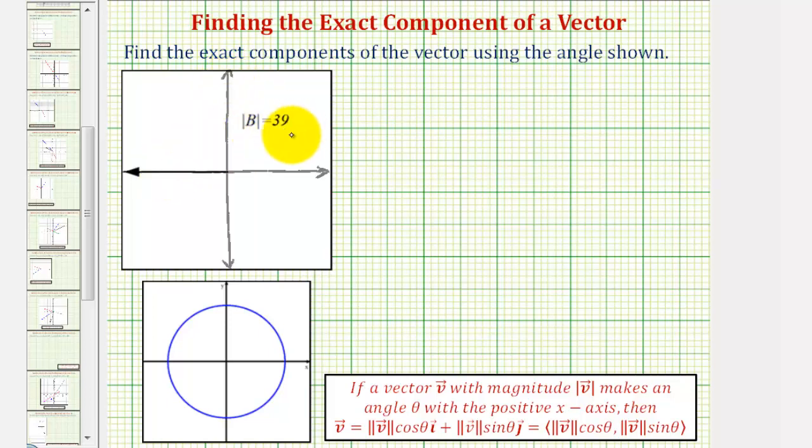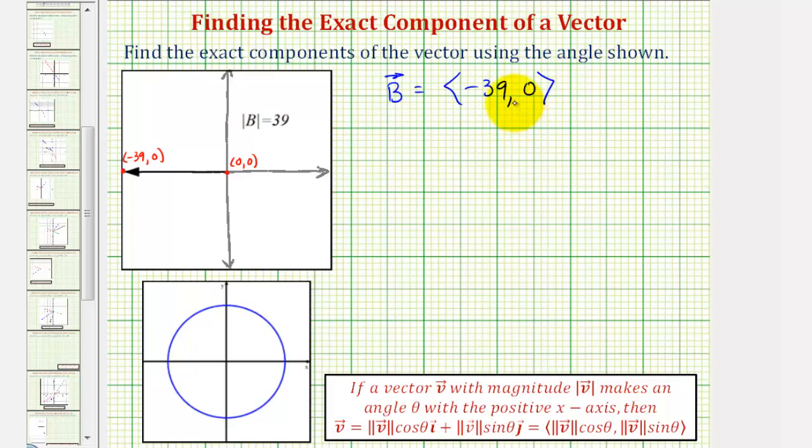Notice how we're also given the magnitude of vector b is 39, and since this vector lies along the negative x-axis, if it has the initial point at the origin, the point (0, 0), and the magnitude is 39, the terminal point of this vector, this point here, would have to be (-39, 0), which is all we need in order to find the component form of vector b. Vector b would have an x component of -39 and a y component of 0.